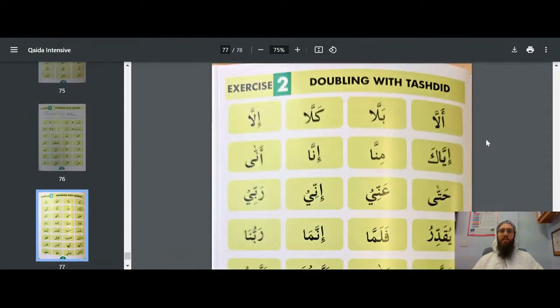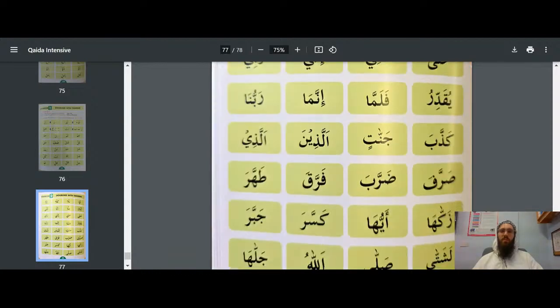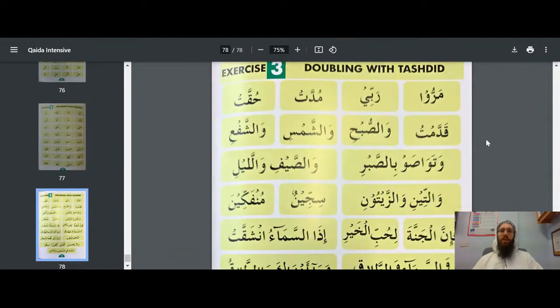And we're on the last page, or one more after this, I believe. Allah, balla, kalla. Practice these. Bismillah. Allah. Practice these. And now you're seeing it's becoming more and more natural because, in fact, you've graduated.